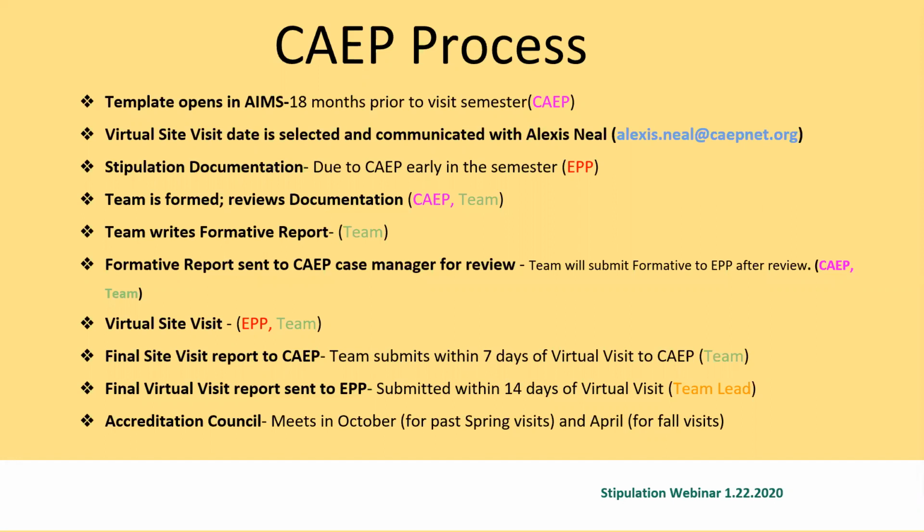Then all decisions go to the Accreditation Council. All the recommendations coming from site visits go to the Accreditation Council for final decision. If you have a visit in the fall, you will go to spring AC, and if you have a decision recommendation in the spring, it will go to fall AC. Again, teams are not making the final decisions; they are making recommendations to the Accreditation Council.